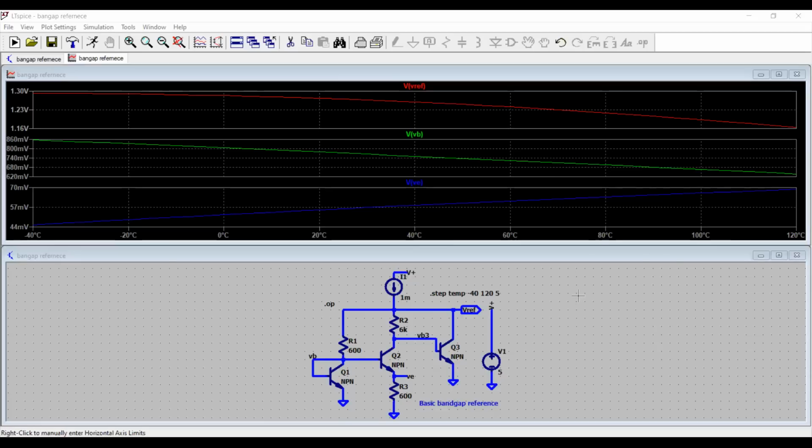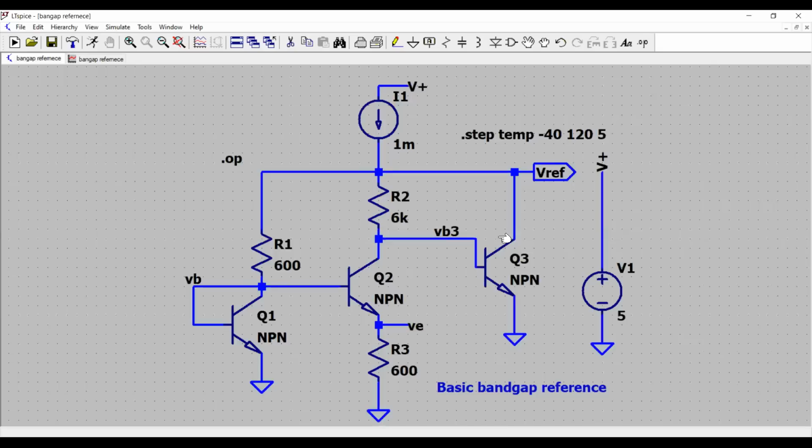So I hope you understood this video about how we can generate the basic band gap reference voltage, which is relatively independent of the temperature. We'll see some modifications of those circuits also.